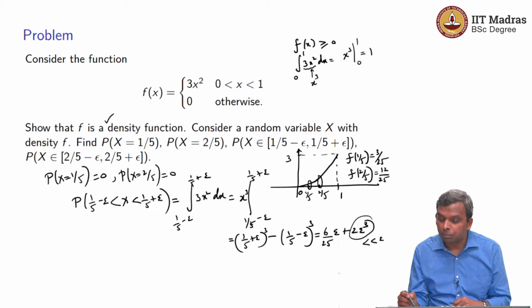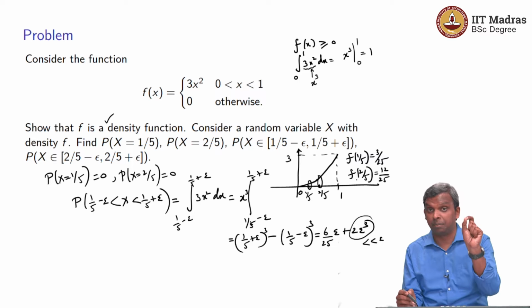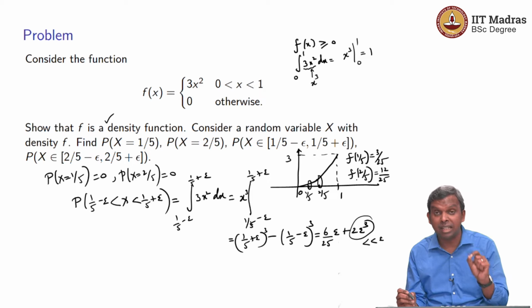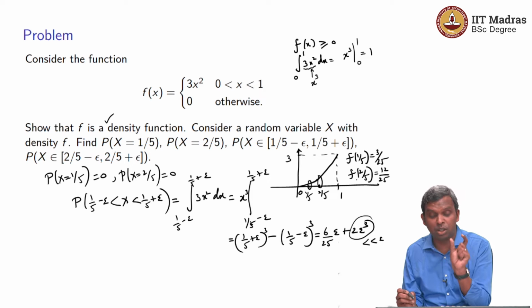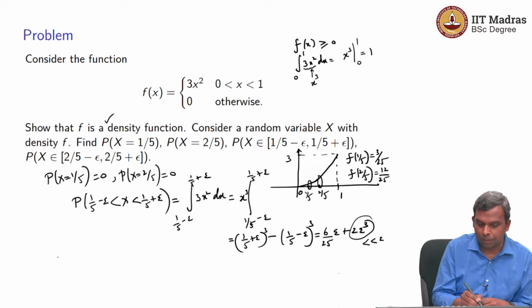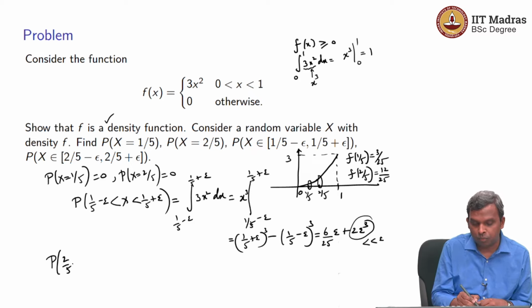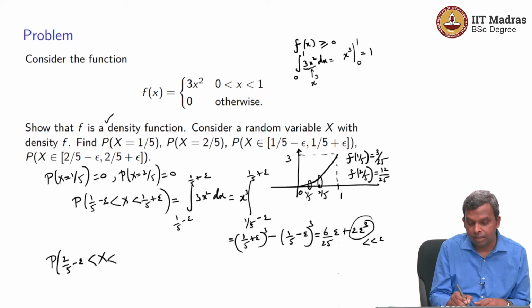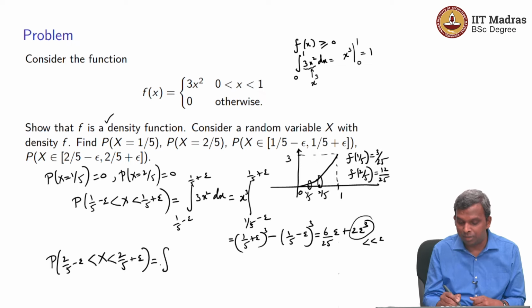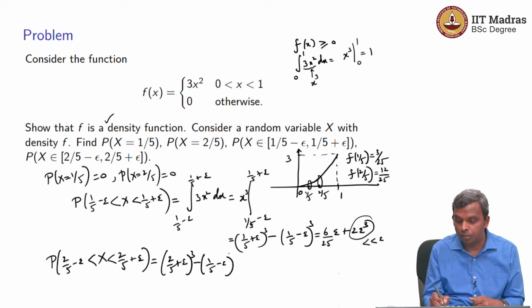So notice at 2 by 5 the density is higher than at 1 by 5. So the probability that x lies within that same 2 epsilon interval around 2 by 5 better be a little bit higher. Is it higher? Let us check that. The probability that 2 by 5 minus epsilon is less than x less than 2 by 5 plus epsilon is going to be the integral, the same thing again. Let me cut that short. It's going to be 2 by 5 plus epsilon whole cube minus 2 by 5 minus epsilon the whole cube.